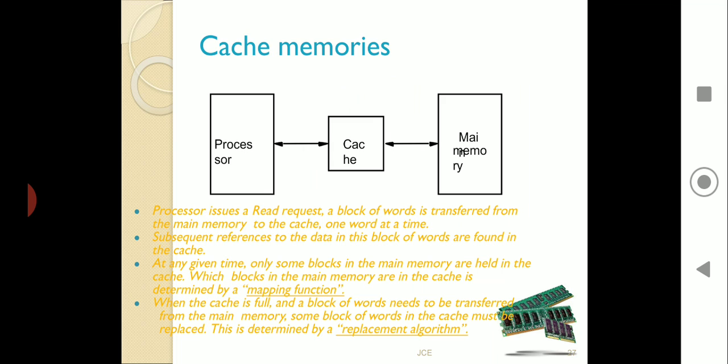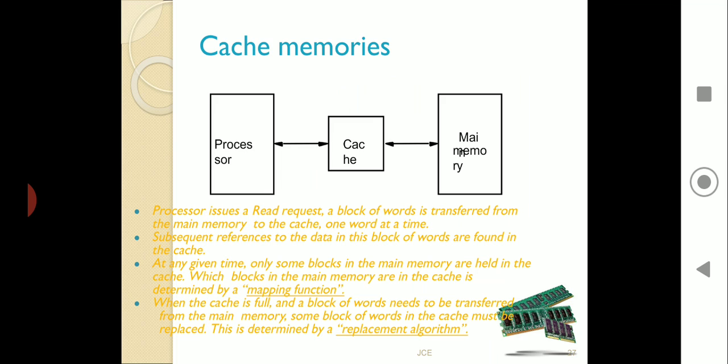Now one very important thing here is, whenever a read request is sent by the processor, what would happen? A read request is sent from the processor, then you should get the data.